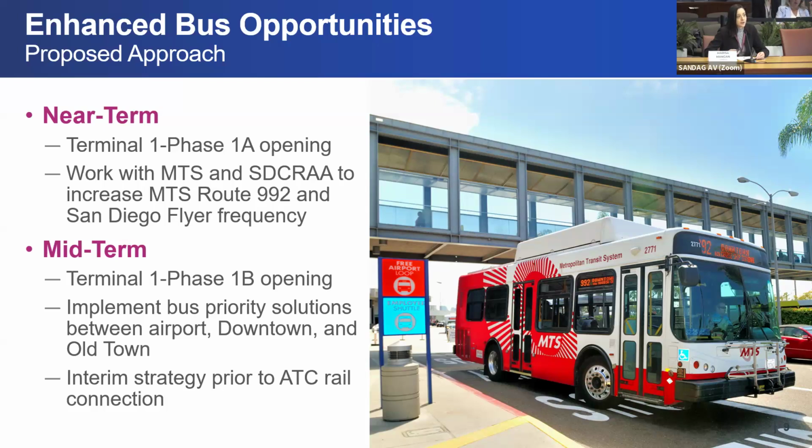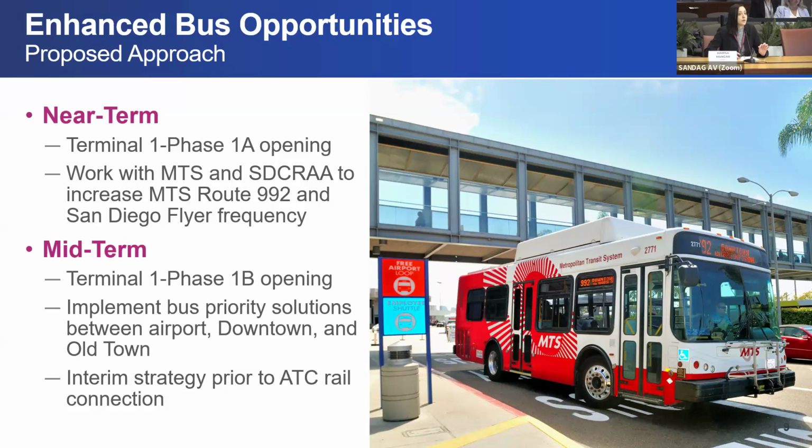And then more midterm, ideally in time or soon after Terminal 1's Phase B opening, we'd be looking to design and implement bus priority solutions. And we're looking at 2 corridors where bus lanes, signal improvements, and supporting treatments could be done. North Harbor Drive between downtown and the airport, but also the entirety of Pacific Highway.